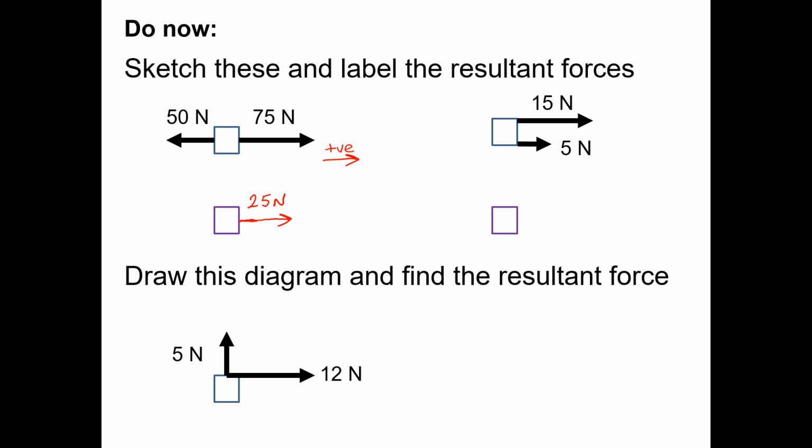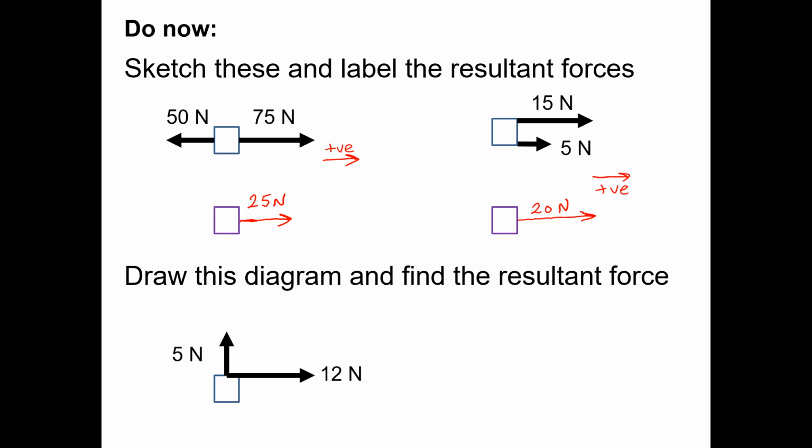This one is slightly different. Here the forces are acting in the same direction. So again, we will define this as being our positive direction. This time they're both acting to the right. So we simply now add these. So long as we then label the arrow, we will get the mark.